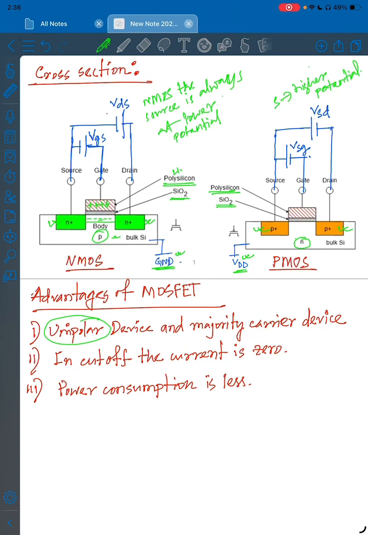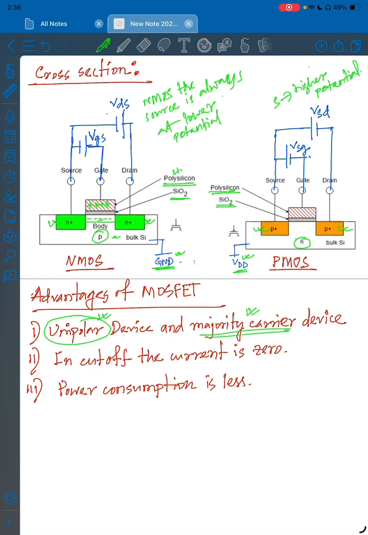So here it is also the majority carrier, and the majority carrier forms the conducting channel for the device to operate. So we can say that it is a unipolar device because only one type of carrier is operating, and it is also a majority carrier device.